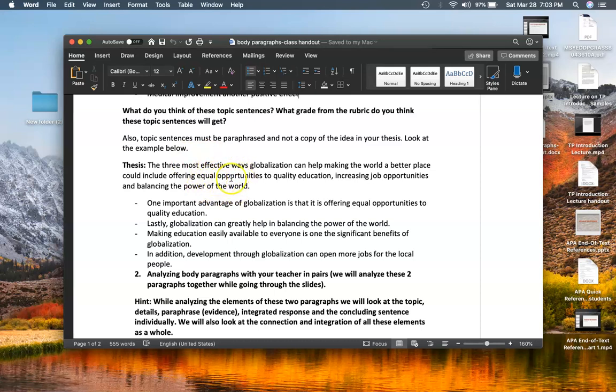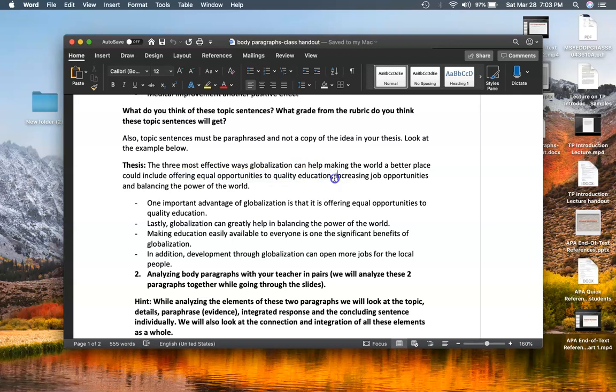Now look at the language here. This is parallelism, and we discussed it before. Just a review here. We discussed this in response 1 and response 2 before. Offering, increasing, and we discussed this for the outline as well. So, if I use a different structure, not an ing here, I should have the same structure everywhere. Anyways, you can see the first main idea is offering equal opportunities to quality education.